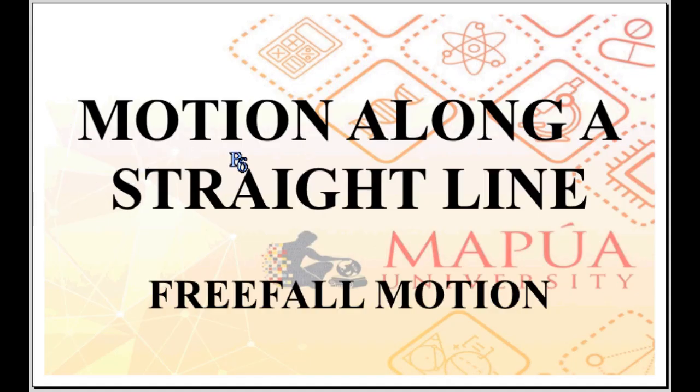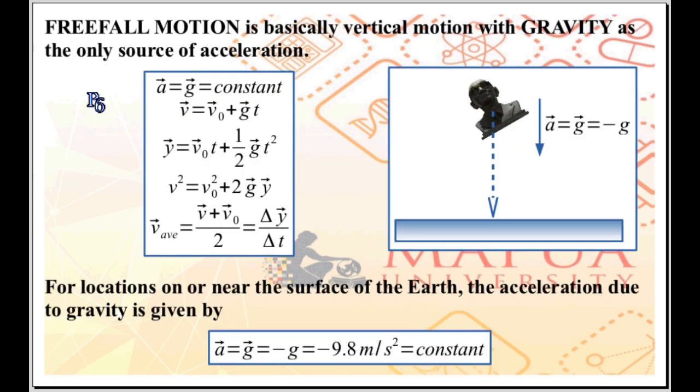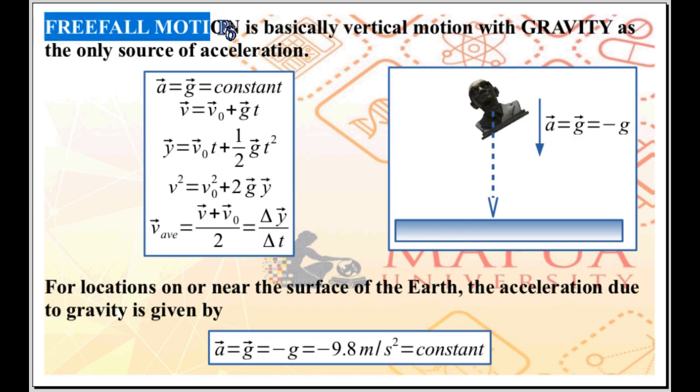Continuing on with our discussion on motion along a straight line, let's now take a look at the concept of free fall motion. Free fall motion is a continuation of our discussion on uniform acceleration. It is basically vertical motion with gravity as the only source of acceleration.